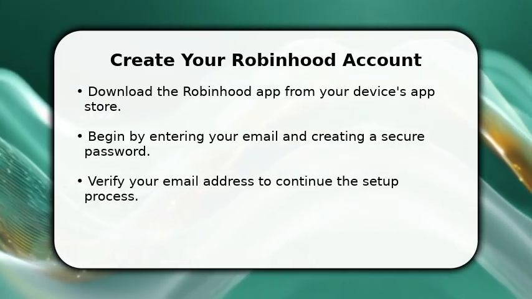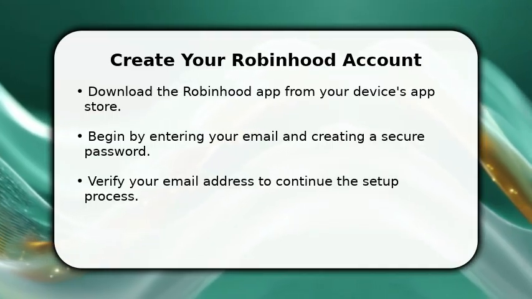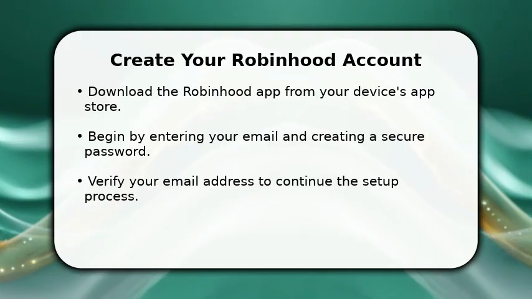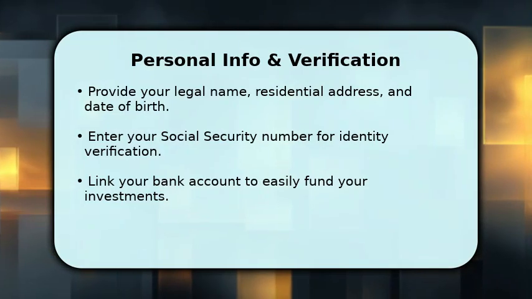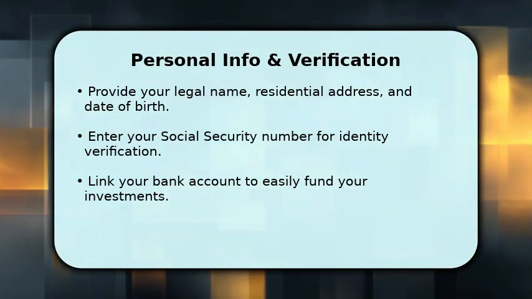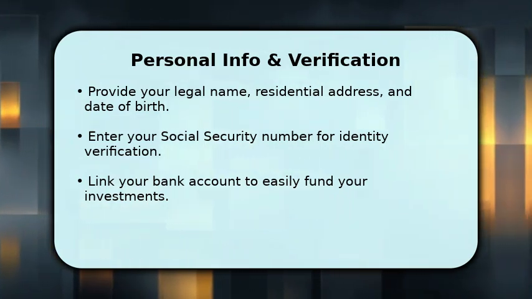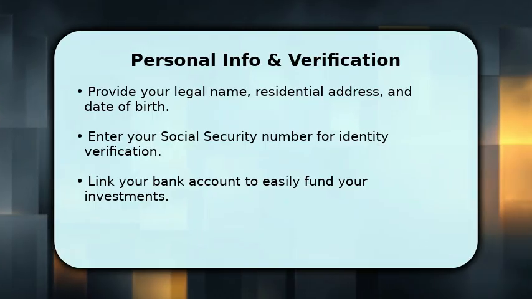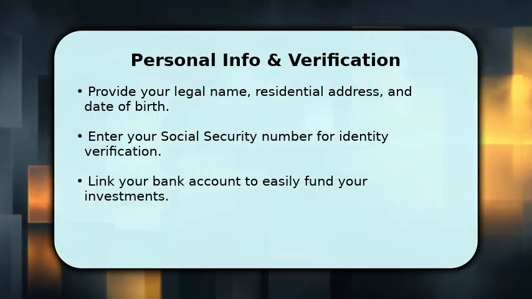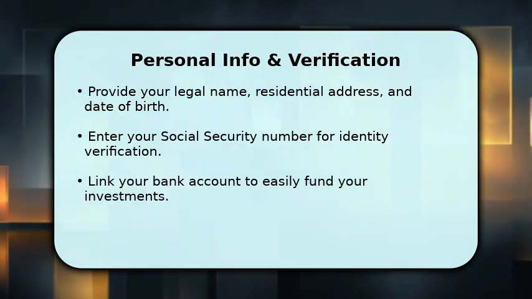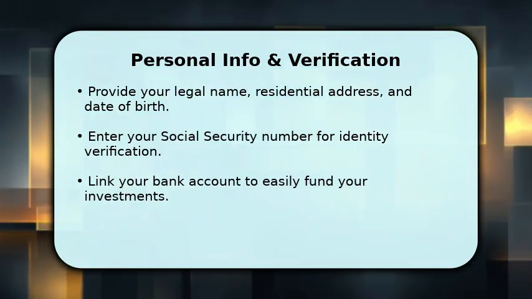After that, Robinhood will send a verification email to the address you provided, so be sure to check your inbox and click the link to confirm. Next, you'll need to provide some personal information for regulatory purposes. This includes your full legal name, your current residential address, and your date of birth. You'll also be asked to enter your Social Security number, which is essential for identity verification and tax reporting.